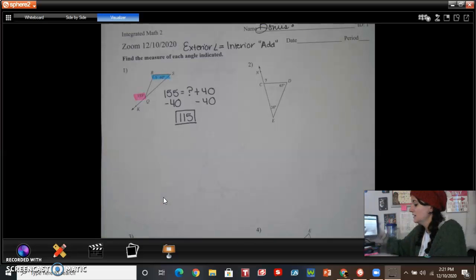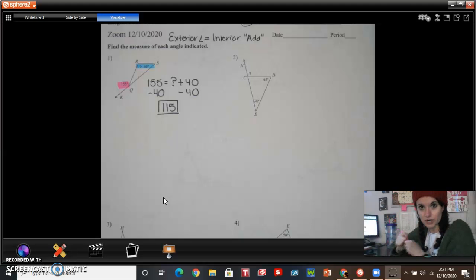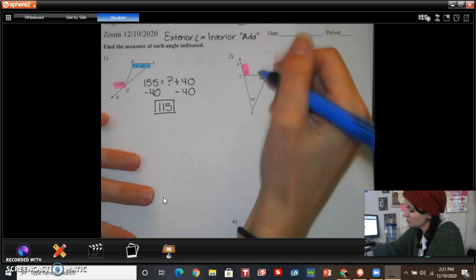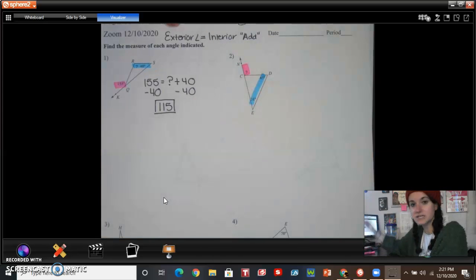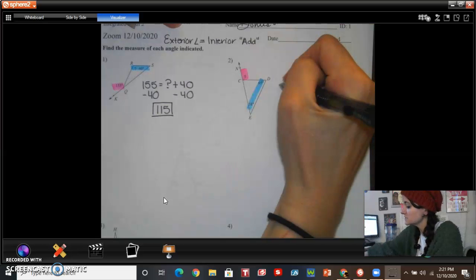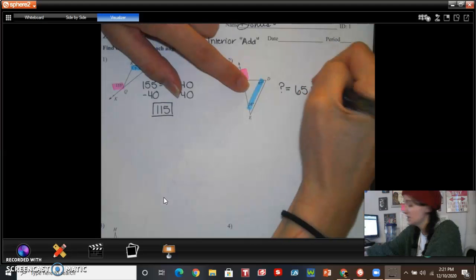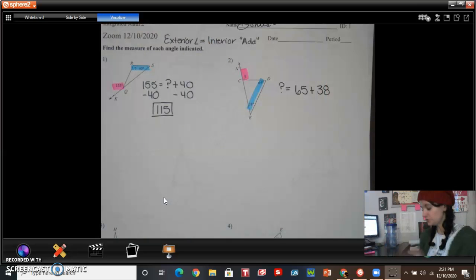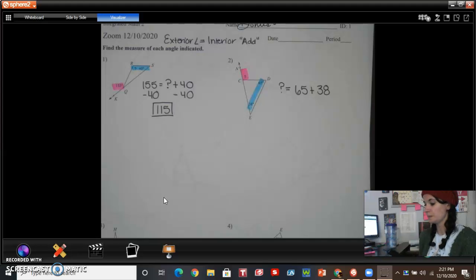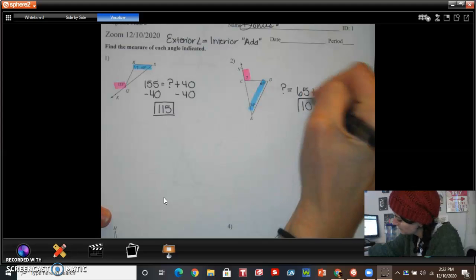So, the outside angle, which is outside our triangle this time, is question mark. And the inside angles that don't touch the question mark are 65 and 38. Now remember, our formula tells us the outside angle is equal to the inside angles that don't touch it added together. So 65 plus 38. Again, use the machine to help you. So we're going to do 65 plus 38, and we get 103. Okay? You have 10 questions like that. I've done 2 of them for you.